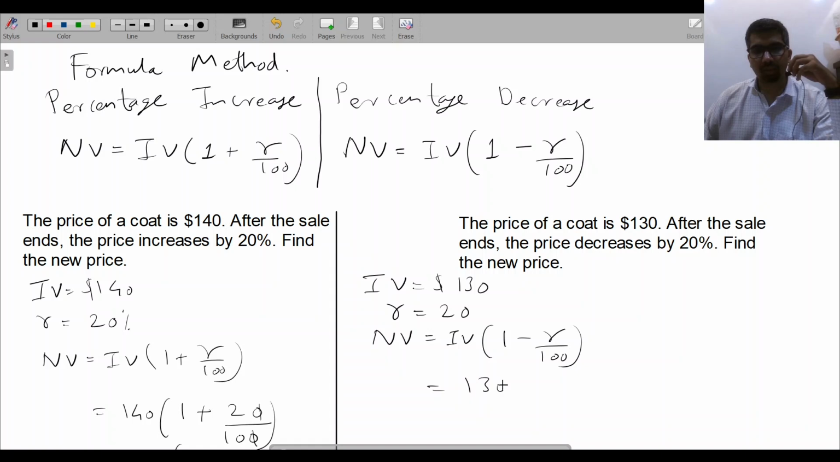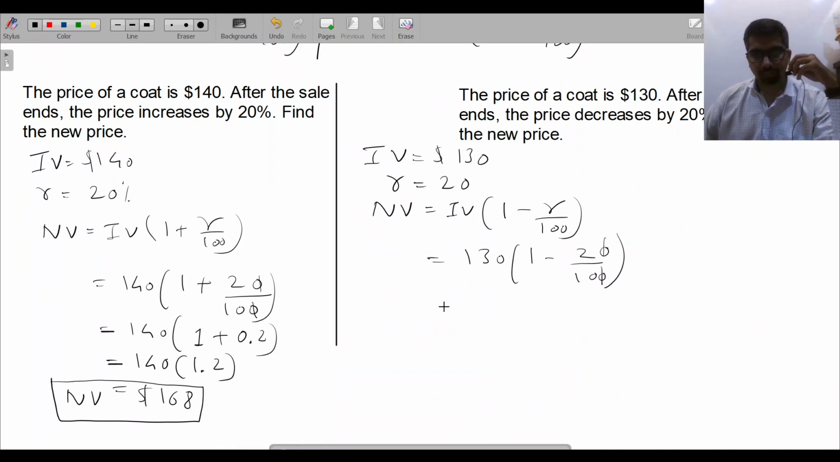The initial value is $130, times 1 minus 20 upon 100. The zeros get cancelled, so this becomes 1 minus 0.2, and 1 minus 0.2 is 0.8. So multiply 130 by 0.8, and you get $104.